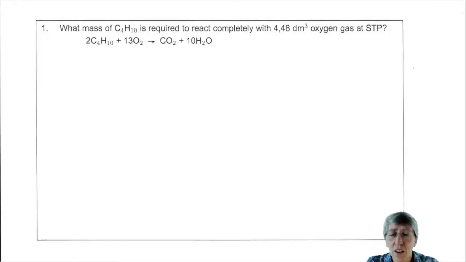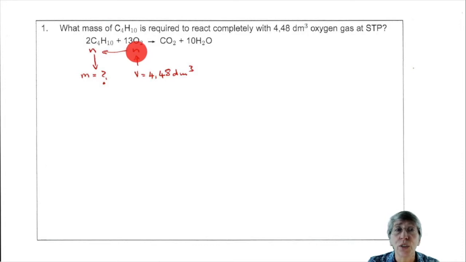In our next example, they ask you what mass of butane, you don't need to know it's butane, C4H10, is required to react completely with 4,48 cubic decimeters of oxygen gas at standard temperature and pressure, and they give you this equation. So first let's think what we have to do. They are giving you the volume of the oxygen gas and they're asking you for mass. So what I need to do is convert that volume to moles, and that will be moles of oxygen, and then the stoichiometry going from oxygen to butane. And once I have that moles of butane, then easy conversion to mass. So this is an easy one.